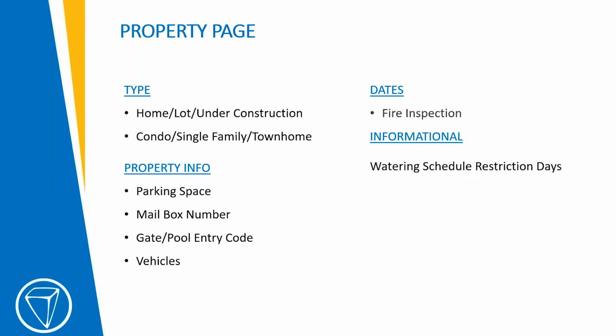And then informational things like if there's watering schedule restriction days, you could put that in there. So when you're sending out a CC&R violation, hey, we noticed you were watering on an incorrect day. Here's your information. Please make sure you're not doing that again. So I'm sure you guys probably have a lot of other things that you could think of. So just trying to kind of get your brain thinking about all the things that you could do with this to make your job easier.